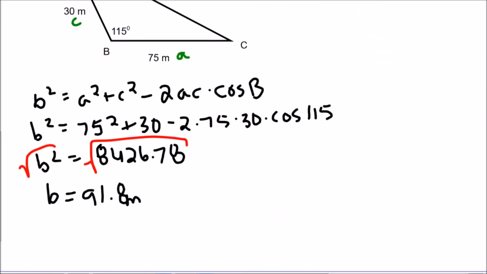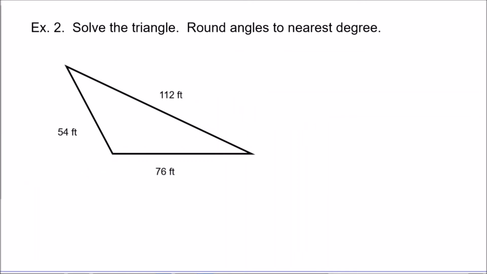So let's try another triangle. This is a side, side, side triangle. So I know all of the sides, I know none of the angles. And we want to solve the triangle, which means I need to find every unknown here. Let's label them. It doesn't matter, but let's call this one A, this one B, and this one C. I need to find all three of those. I know side A, side B, and side C.